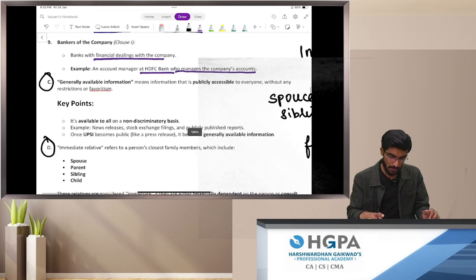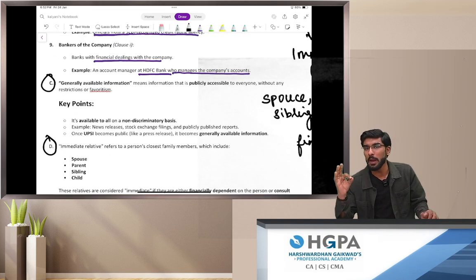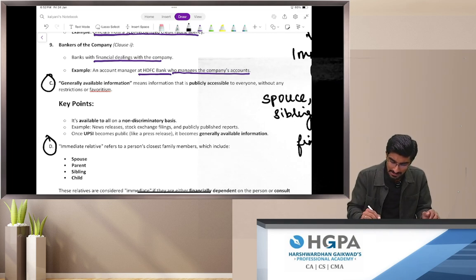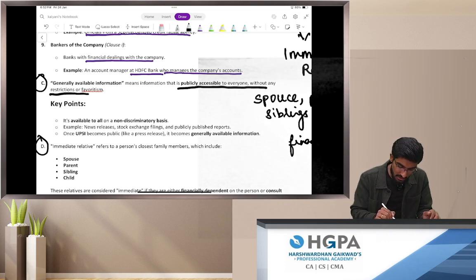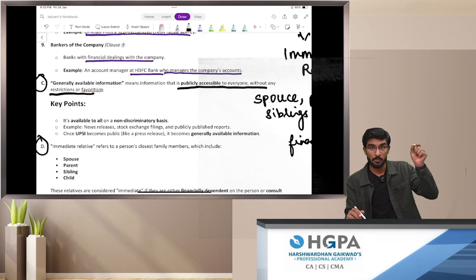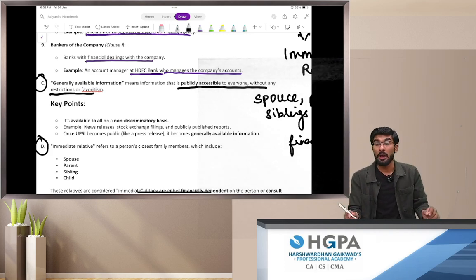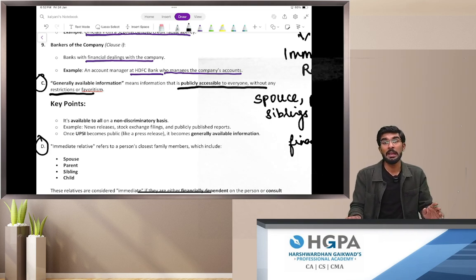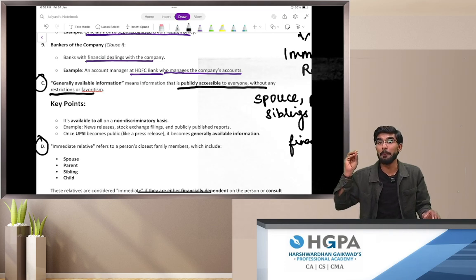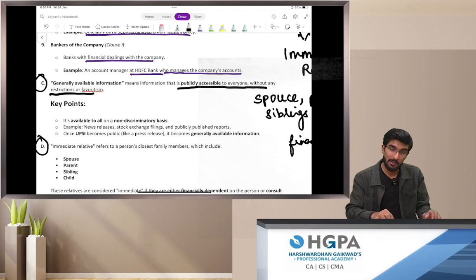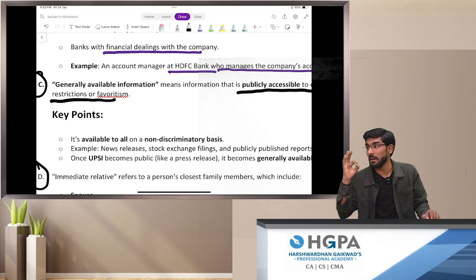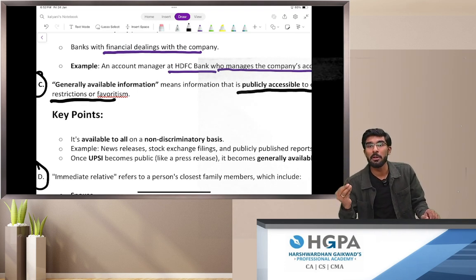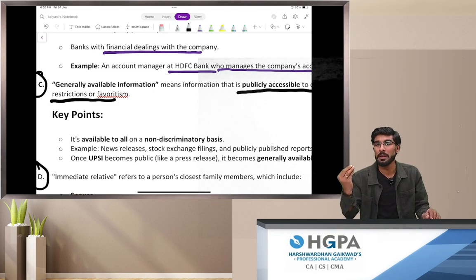Next concept we are going to learn is generally available information. Very, very simple concept, people. It means information that is publicly accessible to everyone without any restrictions or favorism. In that case, we understood Rajaratnam was given favorism by Rajat Gupta. If that news was made publicly available, then that information will be called as generally available information. But that was not the case. Only Rajaratnam had that UPSI, because of which he traded and earned $1 million profit.